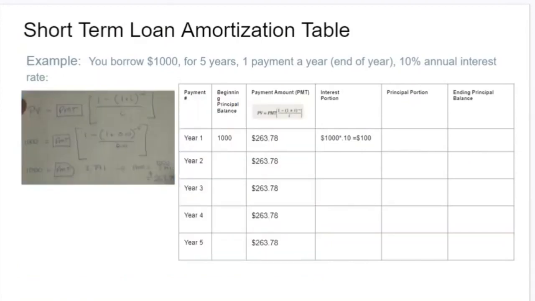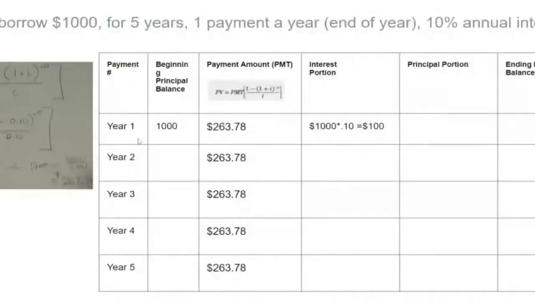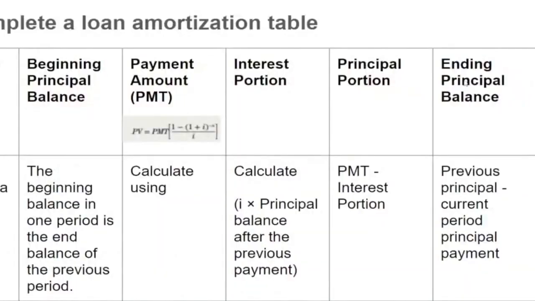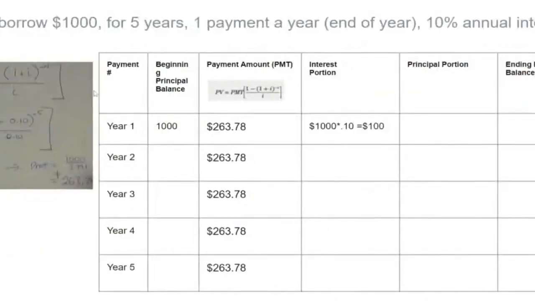So effectively what's happening here is that here's the table that I've highlighted, and here are the headings. For payment year one, the beginning balance was 1,000. We calculated the payment amount over here to be $263.78, 79, 80 cents, around there. Okay? Rounding is going to cause those differences. Don't worry about it. So the payment is that.